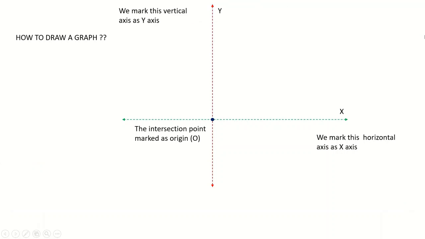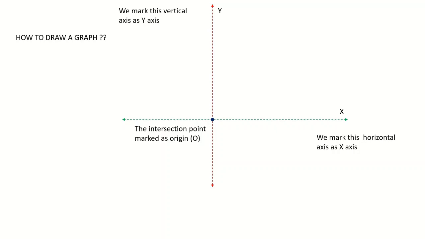So now, how to draw a graph? As you can see here, to draw a graph initially we require two axes: the x-axis, that is the horizontal axis, and the y-axis. Both x and y axes meet at a single point, and that intersection point is designated as the origin.